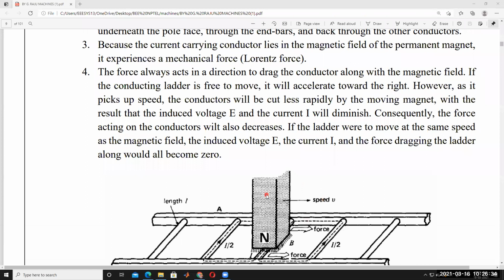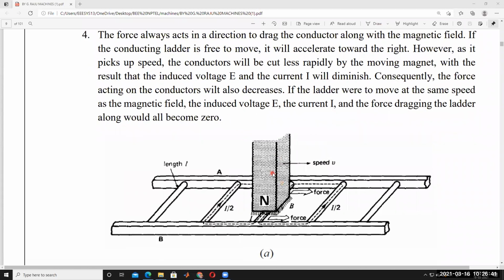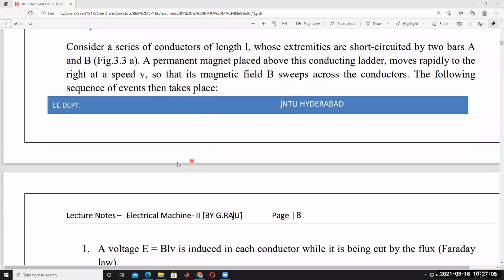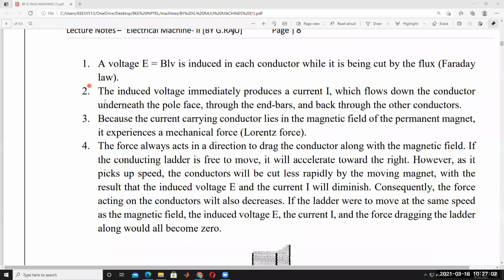But actually the stator rotating magnetic field rotates at the synchronous speed, NS. For understanding purposes, here it moves rapidly to the right at a speed of V, so that its magnetic field B sweeps across the conductor. The following sequence of events then takes place on the rotor. There are three different steps involved in this.